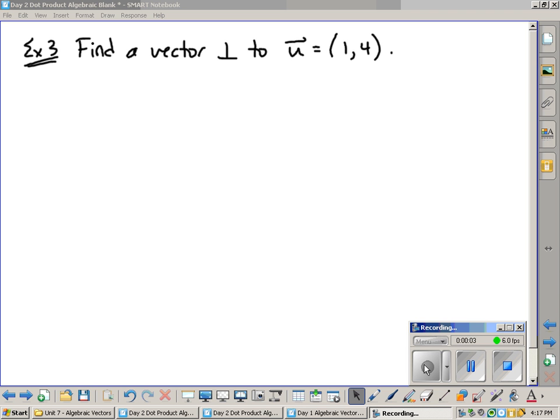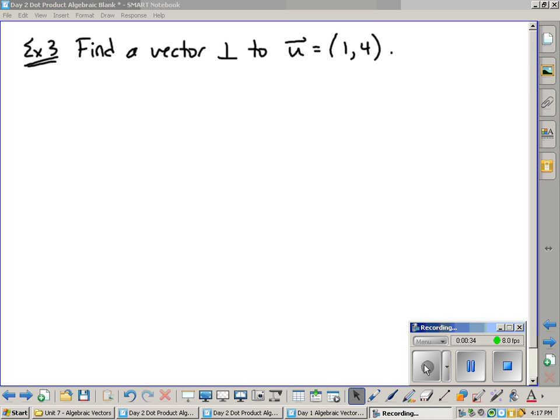Okay, our final example, we're also going to use the fact that orthogonal vectors get us a dot product of 0. Again, another way to practice the dot product. So I'd like you to find a vector that is perpendicular to u. In this case, we're talking 2-space here, so it's 1 and 4.